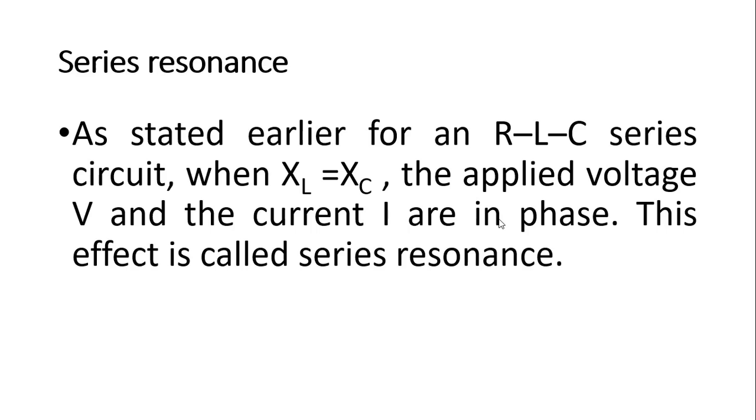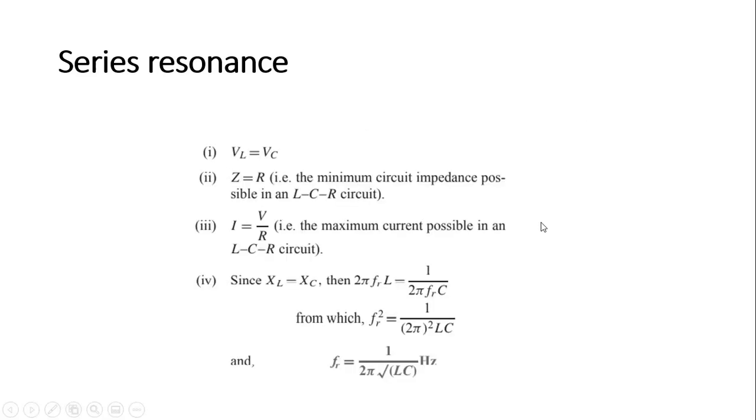So the series resonance, as stated earlier: for an RLC series circuit, when XL is equal to XC, the applied voltage V and the current I are in phase. This effect is called series resonance. And when series resonance occurs, there are about 6 things that happen. You should take note of these 6 things. The first thing is that VL is equal to VC. You should take note of that.